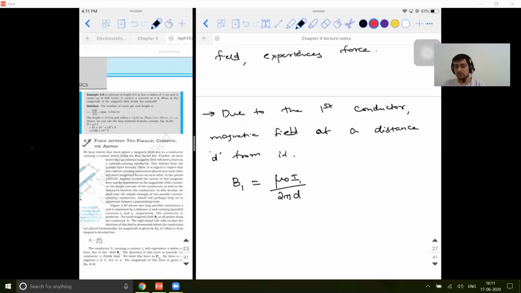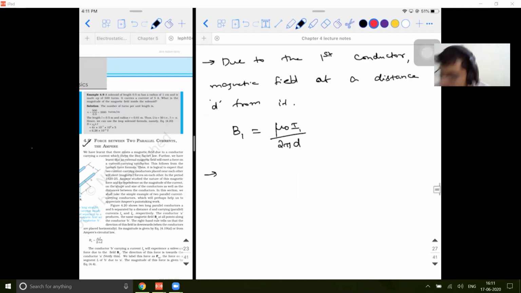If you have a doubt about this concept, it is discussed under the straight current carrying conductor after Biot-Savart law. You can revisit it there. We did problems based on it also. Right. So can you tell me the direction?